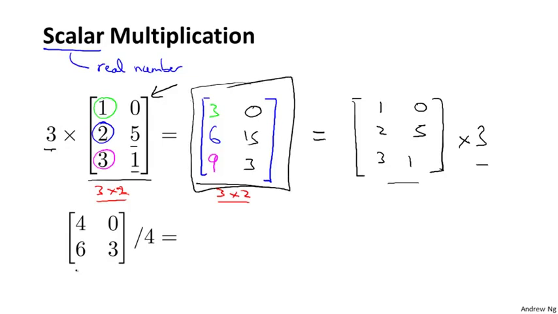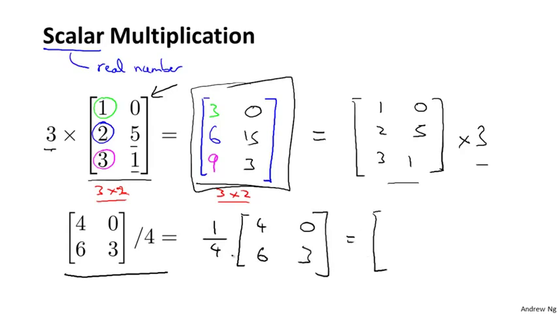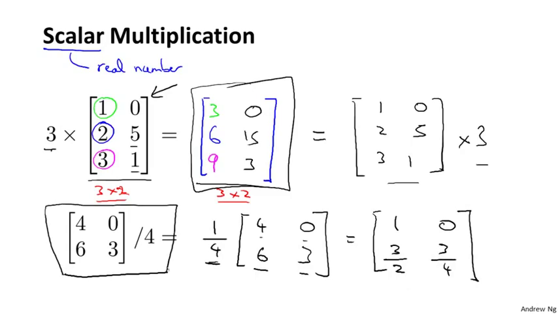You can also take a matrix and divide it by a number. Taking this matrix and dividing it by 4 is actually the same as taking the number 1/4 and multiplying it by this matrix, 4, 0, 6, 3. So you can figure out the answer. 1/4 times 4 is 1, 1/4 times 0 is 0, 1/4 times 6 is 3 halves, since 6 over 4 is 3 halves, and 1/4 times 3 is 3/4. And so that's the result of computing this matrix divided by 4.